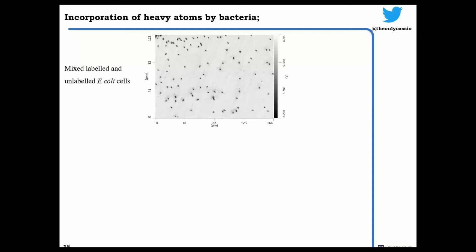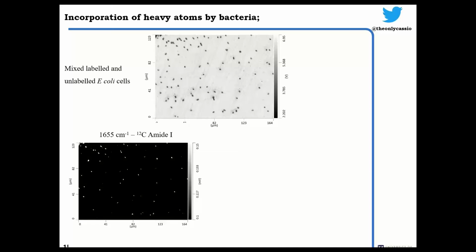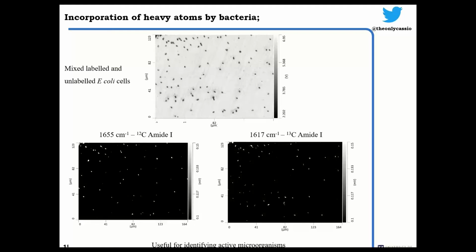Here we have a mixture of labeled and unlabeled cells. If we tune the laser to amide I in unlabeled bacteria at 1655, we can image the cells and highlight the ones that are unlabeled. And if we tune the laser to 1617, we can reveal the cells that are labeled with 13C.